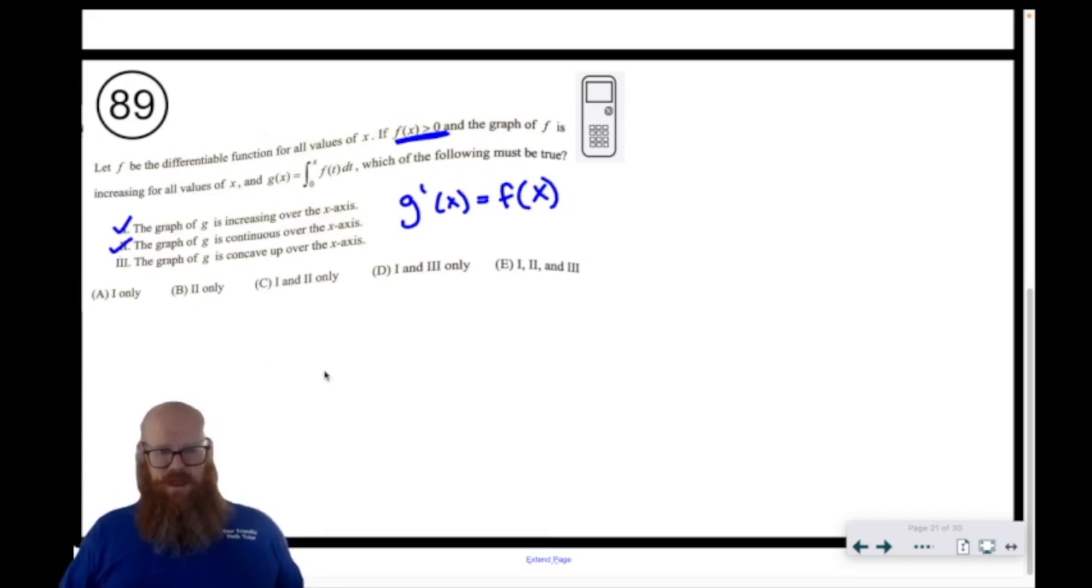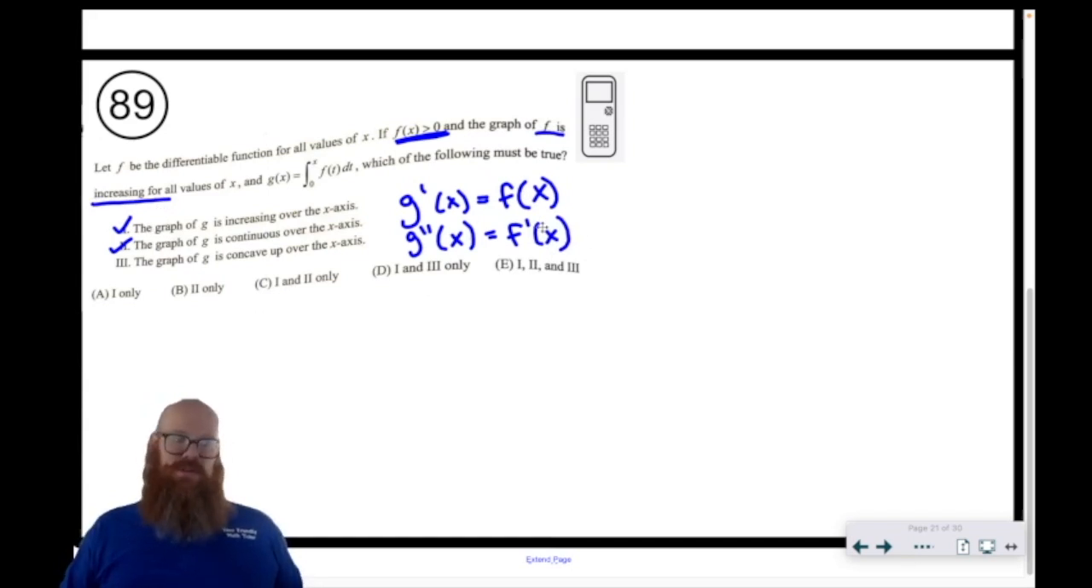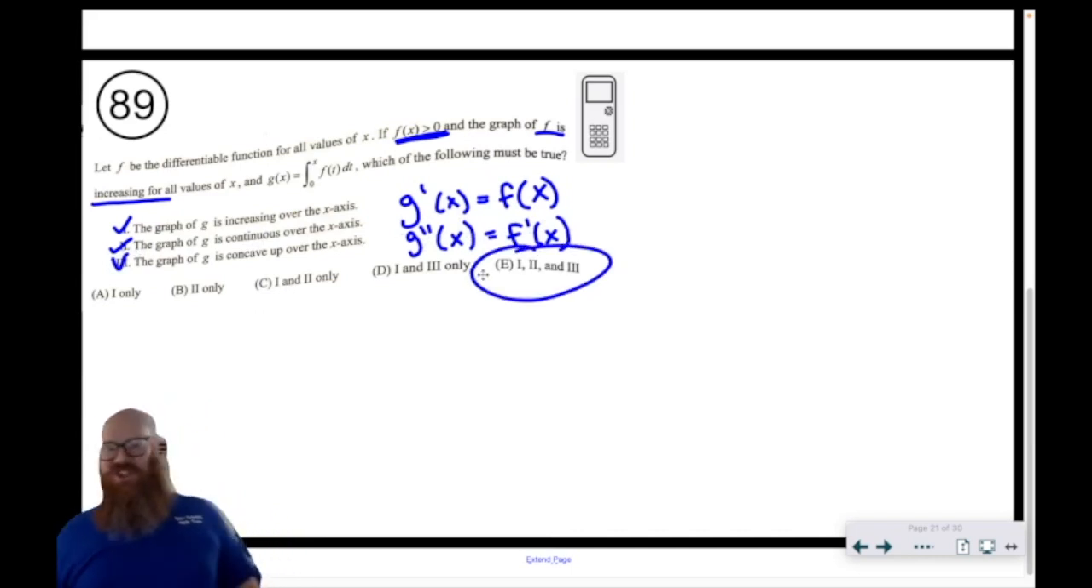Okay? And the graph of g is concave up. Well, concavity is the second derivative. Well, the second derivative of g is the first derivative of f. So let's think about that. Well, f is increasing. All right, well, that means f prime is always positive, so g double prime is always positive, so it's always concave up. Turns out to be all three of these, which is E.